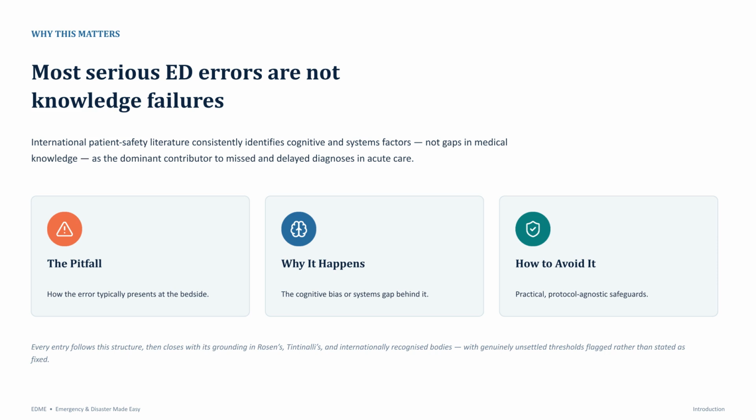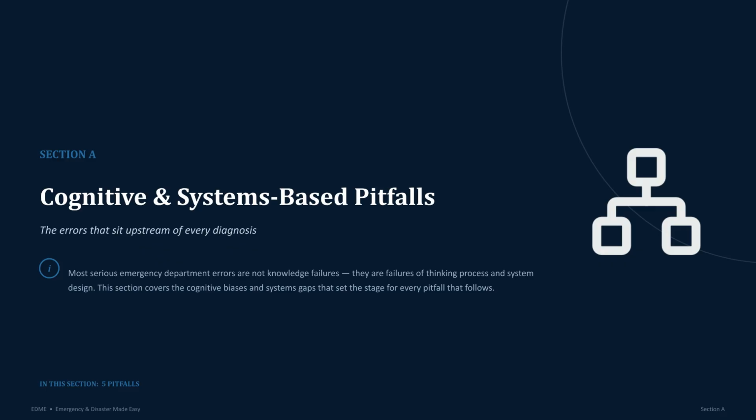It is important to recognize that most serious errors in the emergency department are not knowledge failures, but rather cognitive biases or systems-related factors. Each pitfall in this video follows a clear structure, identifying the trap, explaining why it happens, and providing practical, protocol-agnostic safeguards. We begin with Section A, Cognitive and Systems-Based Pitfalls. These are the errors that occur upstream of every diagnosis, often resulting from failures in thinking processes or system design.